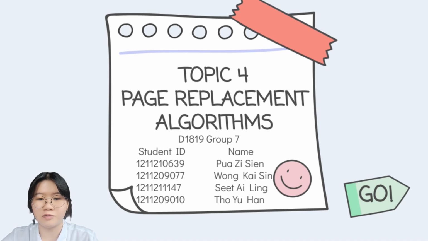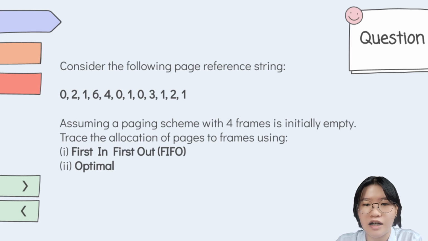Today we are going to discuss page replacement algorithms. Here is our question. We need to consider the following page replacement string: 021640103121. Assuming a paging scheme with 4 frames that is initially empty. In this question, we're going to use two methods. The first one is first in, first out, and the second one is the optimal.